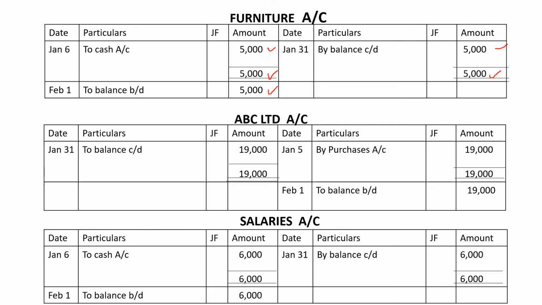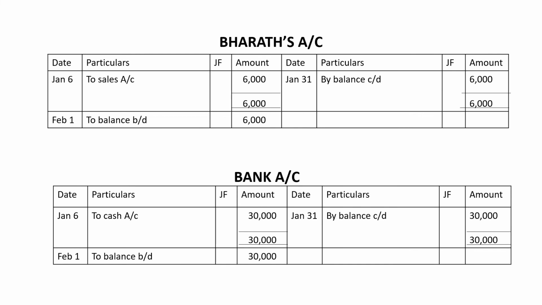Likewise, even in the ABC Limited account, we got a credit balance of 19,000 rupees. Next is the salaries account, we got a debit balance of 6,000 rupees. Now Bharat's account, we got a debit balance of 6,000 rupees, and the bank account we got a debit balance of 30,000 rupees. So here we have closed all the accounts relating to problem number 1. Now we are going to prepare the trial balance for the same problem.